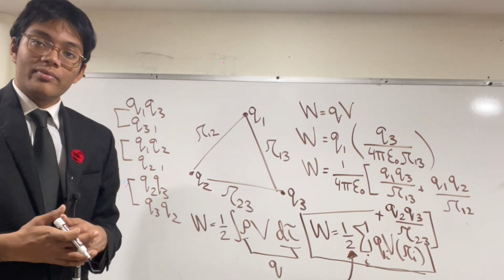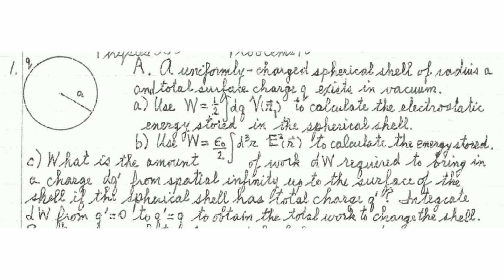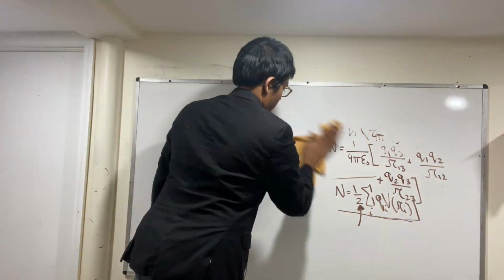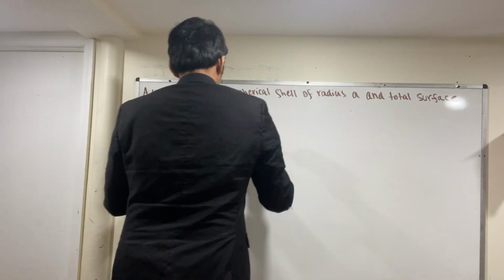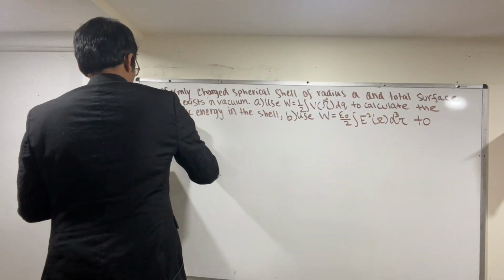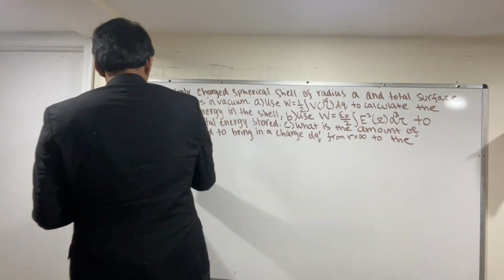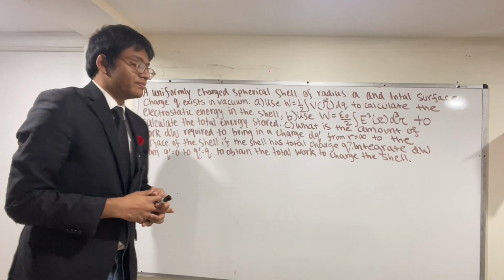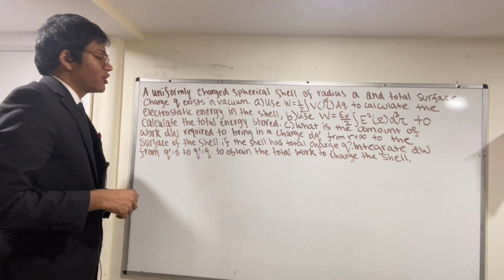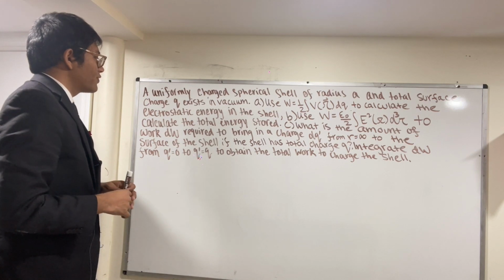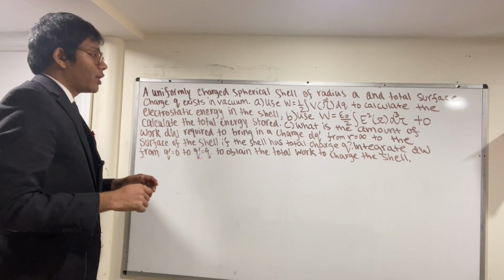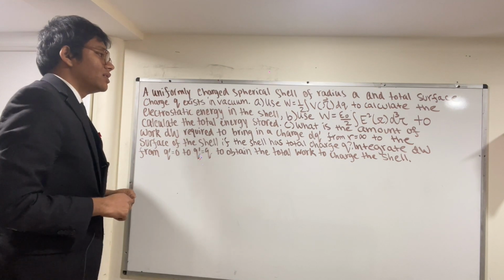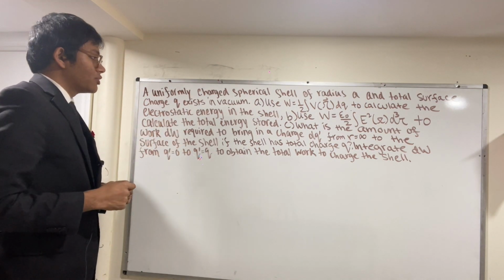Now let's check out the problems for today. Here is another view of problem 1. Let's take a look at problem 1. Here is the first part of our first problem. A uniformly charged spherical shell of radius A and total surface charge Q exists in a vacuum. Part A. Use W equals half VQ to calculate the electrostatic energy in the shell.